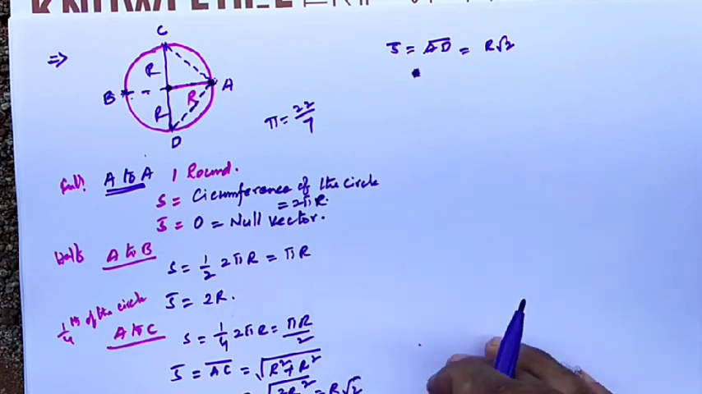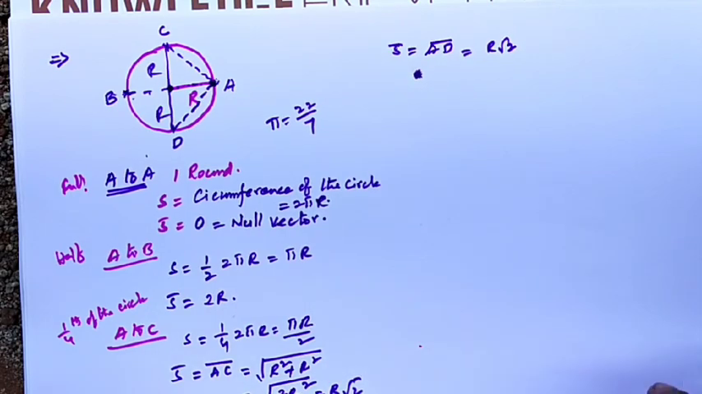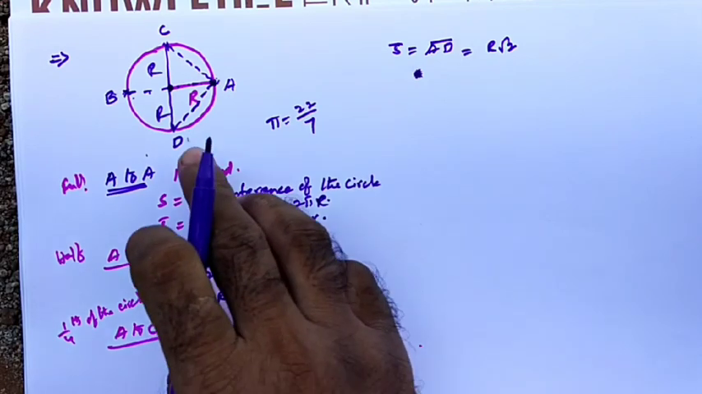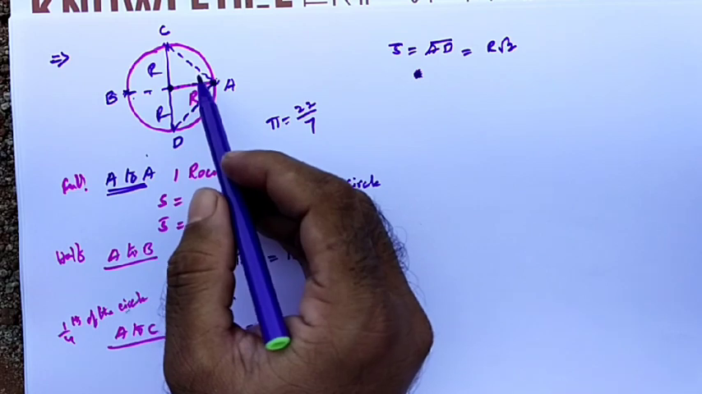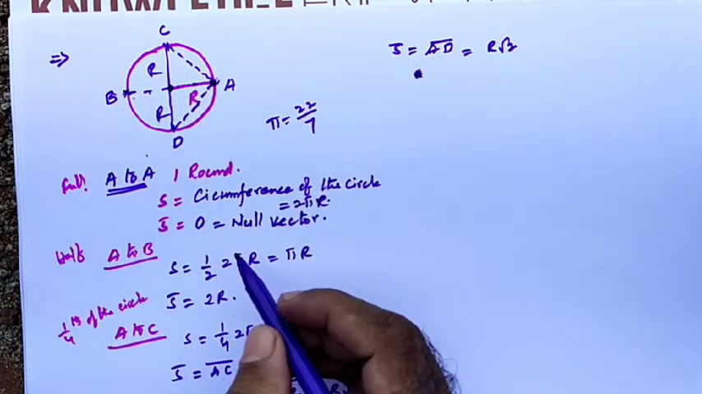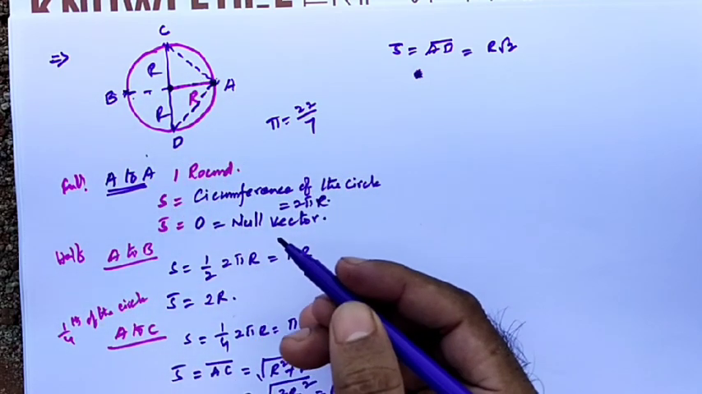In this way, one can calculate distance and displacement when the object is moving in a circular path. This is very simple. Distance is circumference. Displacement is the straight line distance, the length of the straight line.